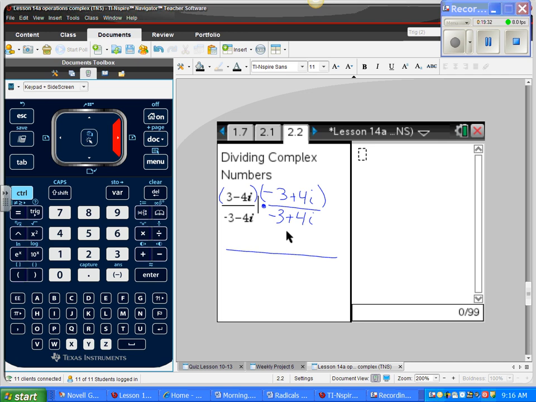They cancel out. Okay, so 3 times negative 3 is negative 9. 3 times positive 4i is positive 12i. Negative 4i times negative 3 is positive 12i. Negative 4i times positive 4i is negative 16i squared. Okay. Negative 3 times negative 3 is a positive 9. Negative 4i times positive 4i is negative 16i squared. What don't I like? I-squareds. What are they? Right? Those are negative ones.